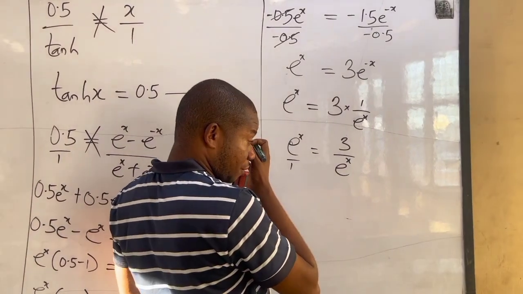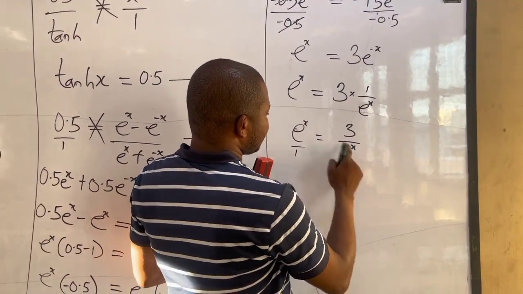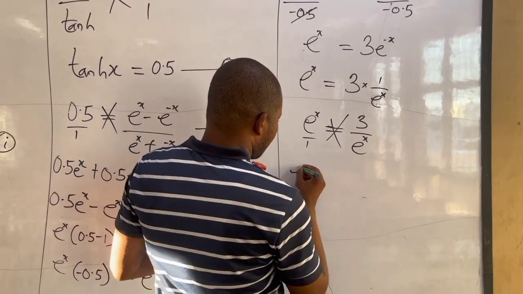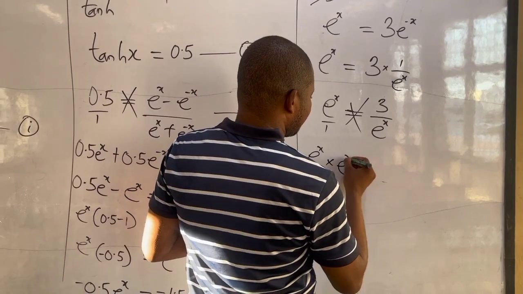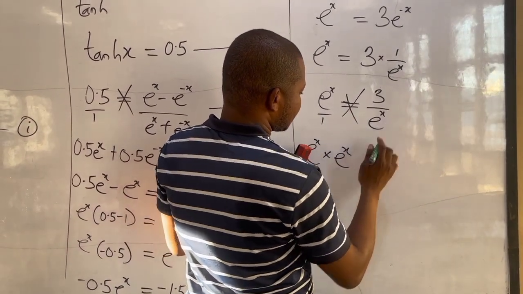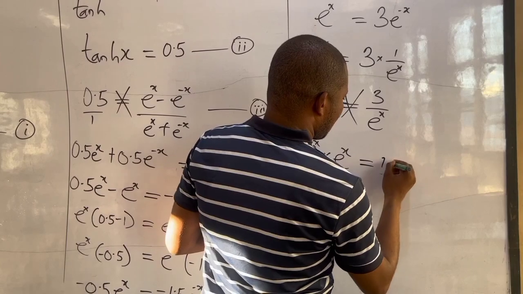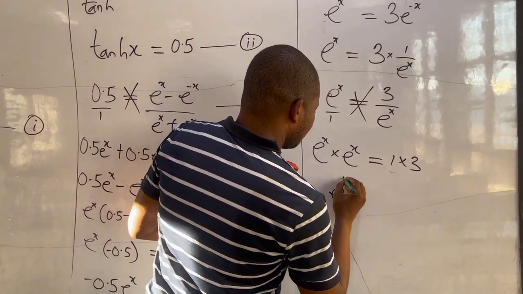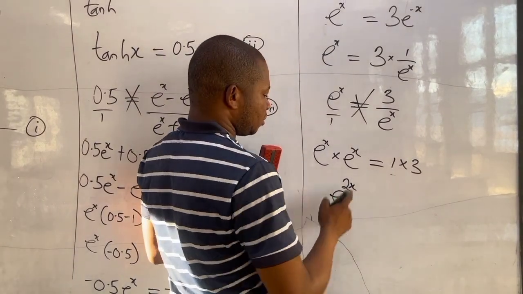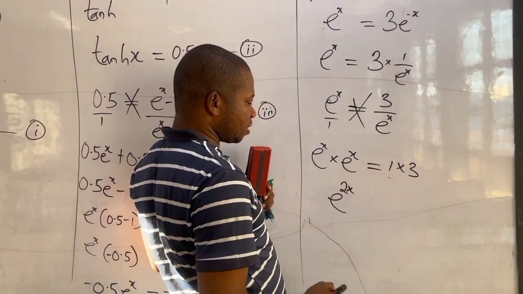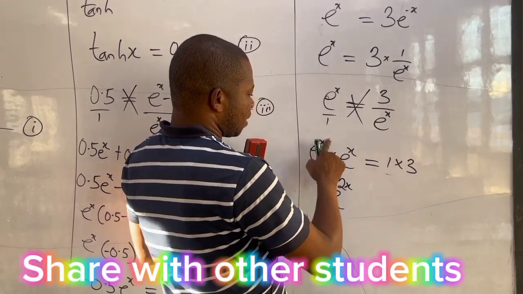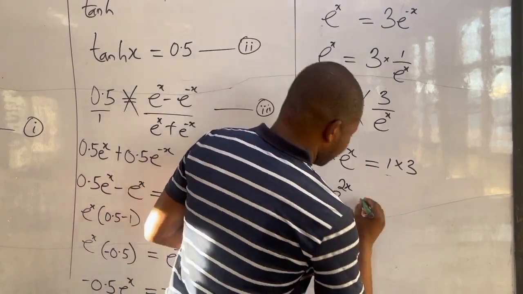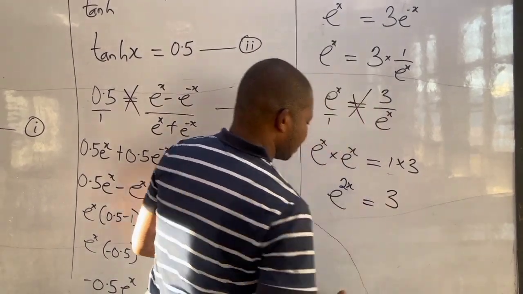Mind you, this is a fraction, this is a whole number. I'll make this look like a fraction so I can cross multiply. So this times this is equal to this, that's cross multiplication. So I'm going to have e exponent x times e exponent x is equal to 1 times 3, which will give me e exponent 2x. This is the multiplication law of indices: the bases are the same, so you add up the powers. x plus x gives me 2x, equal to 1 times 3, which is 3.